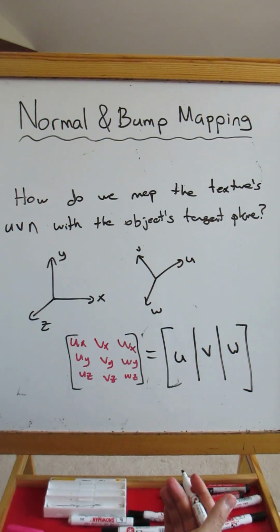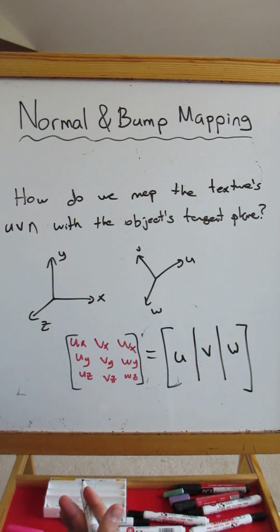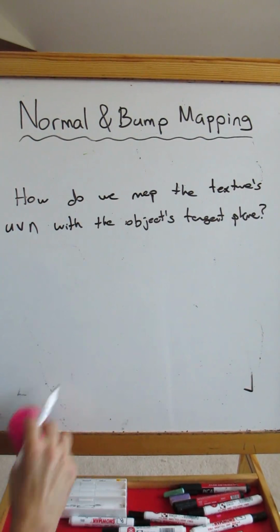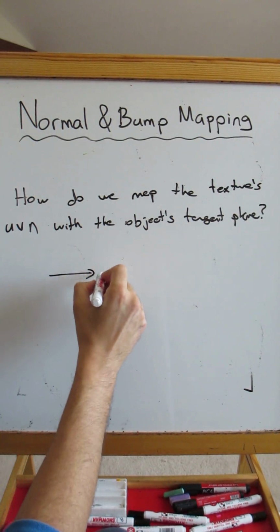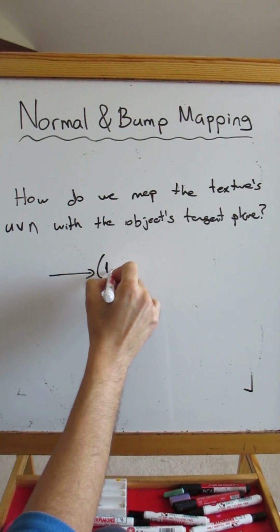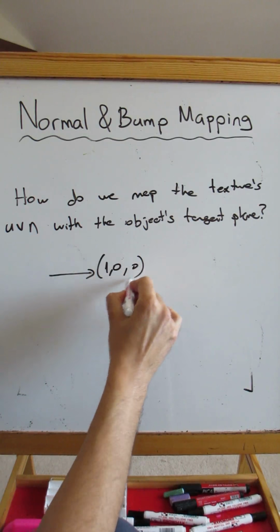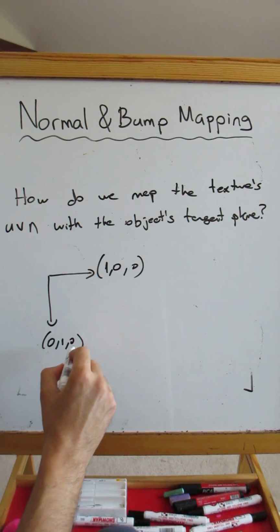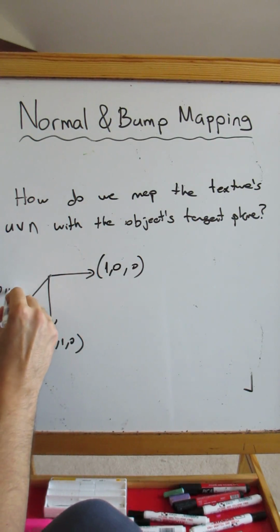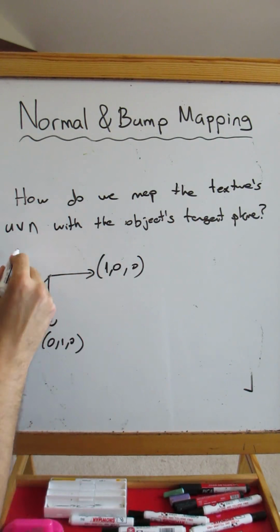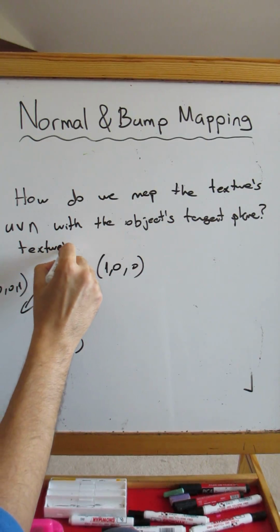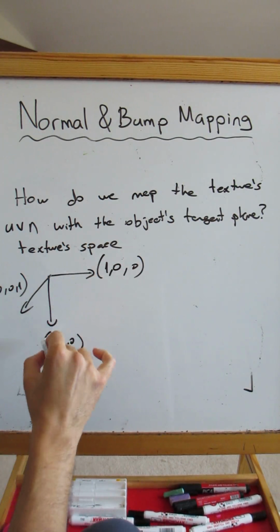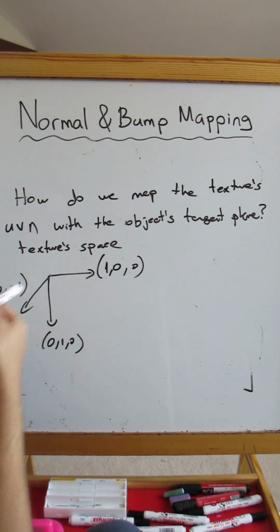Now we can use the same idea with texture mapping to map to the tangent space. So how do we do that? Instead of XYZ, let me write the tangent space. Let's pretend that this is 3D: 1, 0, 0; this is 0, 1, 0; and this is 0, 0, 1. This space is the texture space. This is the U direction on the texture, the V direction on the texture, and the perpendicular direction on the texture.